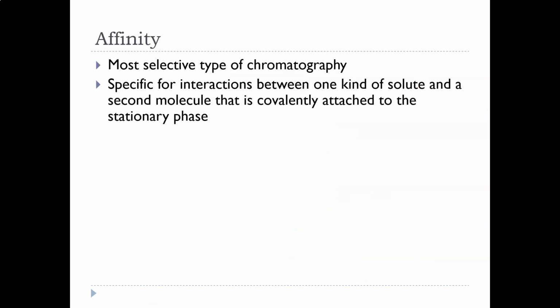Anyway, last type is affinity chromatography. This one is super specific. This is when the chromatography situation is for one solute. So it's not like where the ion exchange is for positives. That seems pretty specific. This is like for calcium or something. Like, I mean, ridiculously specific. So that's why it's so selective. It's for interactions between one type of solute. And so that way the molecules that are involved are specific to that solute.